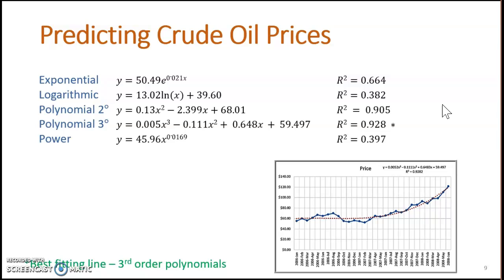As mentioned earlier, r square looks at the best fit to the line. It will be a value between 0 and 1, 1 being the best. 1 being exactly every single data point in the plot fits into the line. So here the highest r square value is 0.928. Therefore, out of the 5 different models, polynomial third order has the best fit.